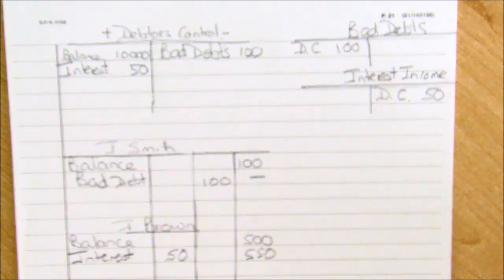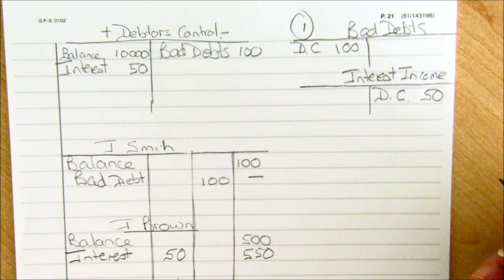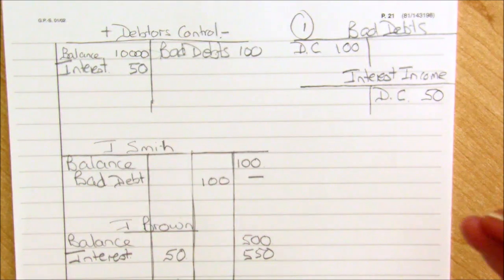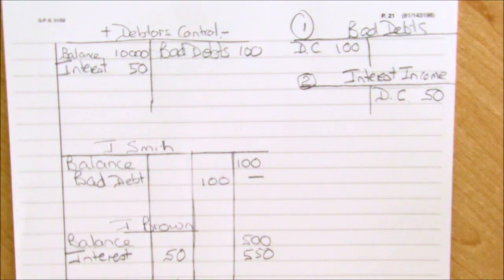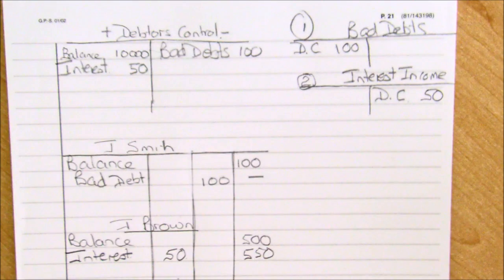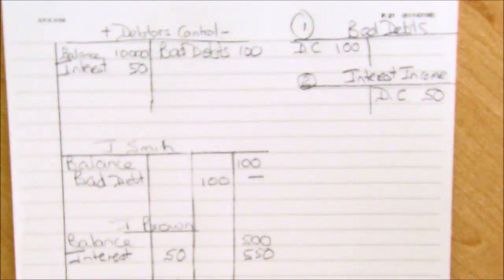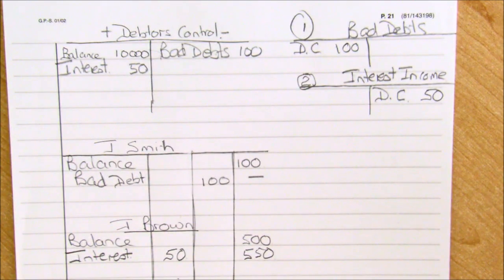Right, so there's a second example. The first example we had was a bad debt where somebody does not pay and we write off. The second example is somebody who also hasn't paid, but before we decide to write him off, we decide to charge him interest and see if that will hopefully encourage him to pay the account.